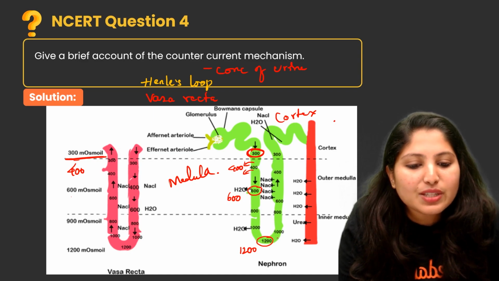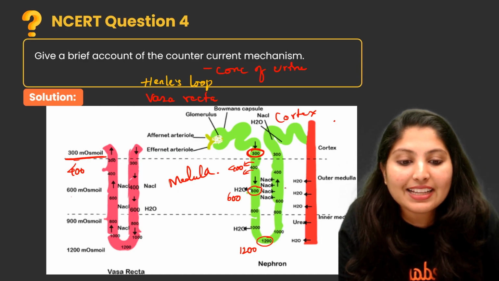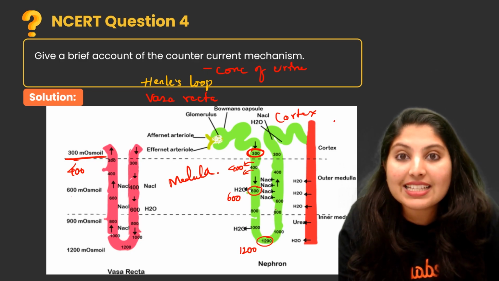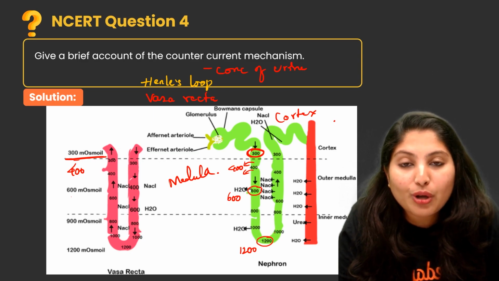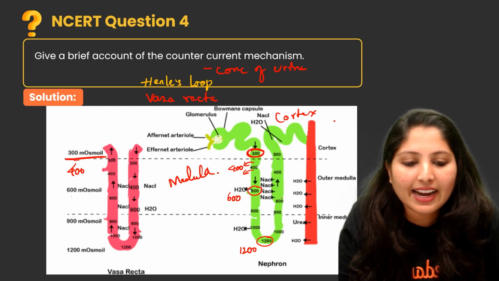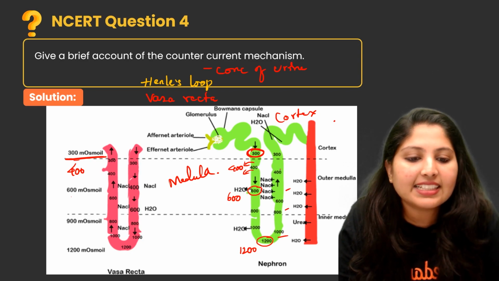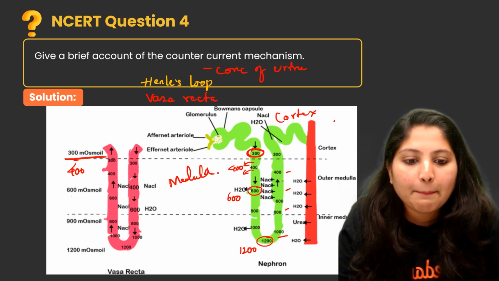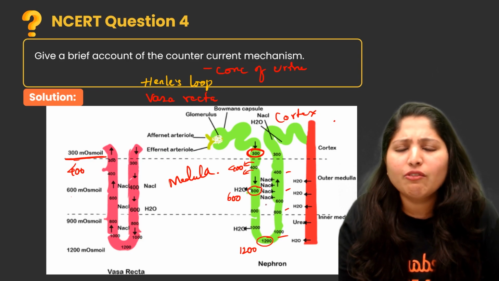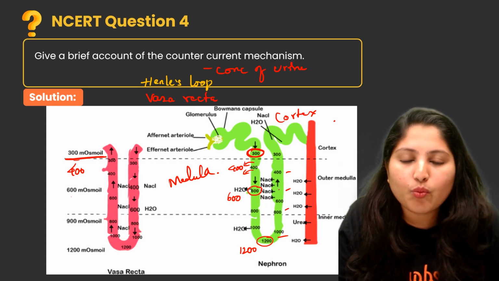Then it is moving to the ascending limb, the ascending limb of the Henle's loop. When it moves towards the ascending limb, what is going to happen? The concentration becomes less, right? So here is 1000, here is 800, here is 600, here is 400. But this limb is impermeable to water, so it cannot release water.